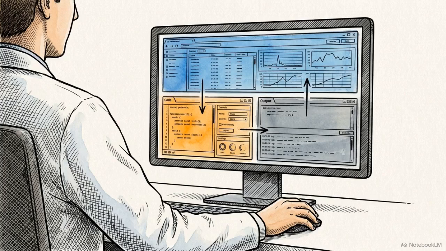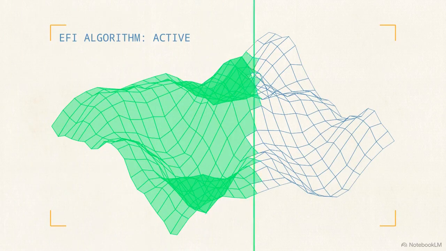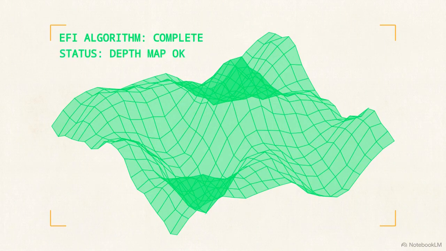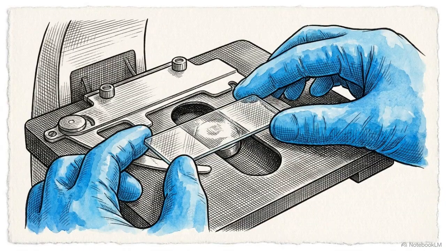Monitoring these 3 specific panels simultaneously allows you to visually verify that the algorithm has captured all required depth data before you commit to a permanent save. Now that your digital file is secure, transition back to the physical microscope for the teardown sequence. Carefully remove your sample slide.